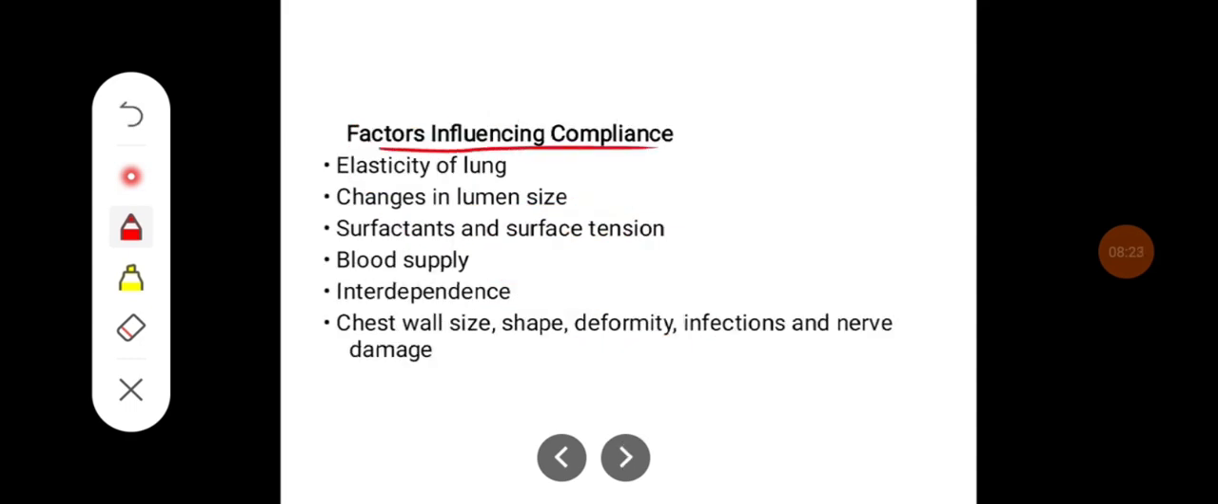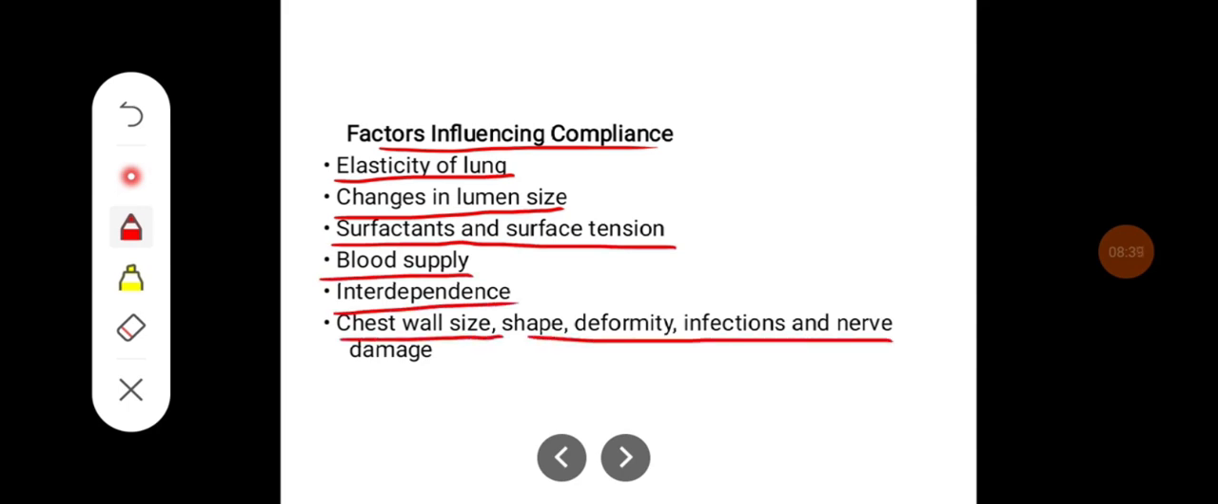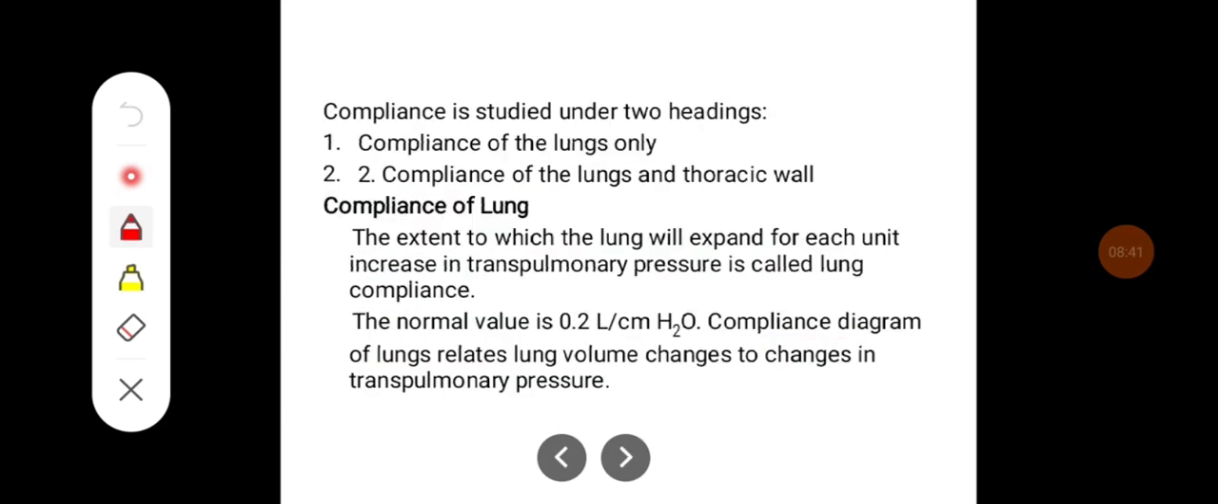Some of the factors influencing compliance are the elasticity of the lung, changes in the lumen size, surfactants and surface tension, blood supply, interdependence, chest wall size, shape, deformity, infection, and nerve damage. The compliance is studied under two headings: compliance of the lungs only and the compliance of the lungs and thoracic wall.